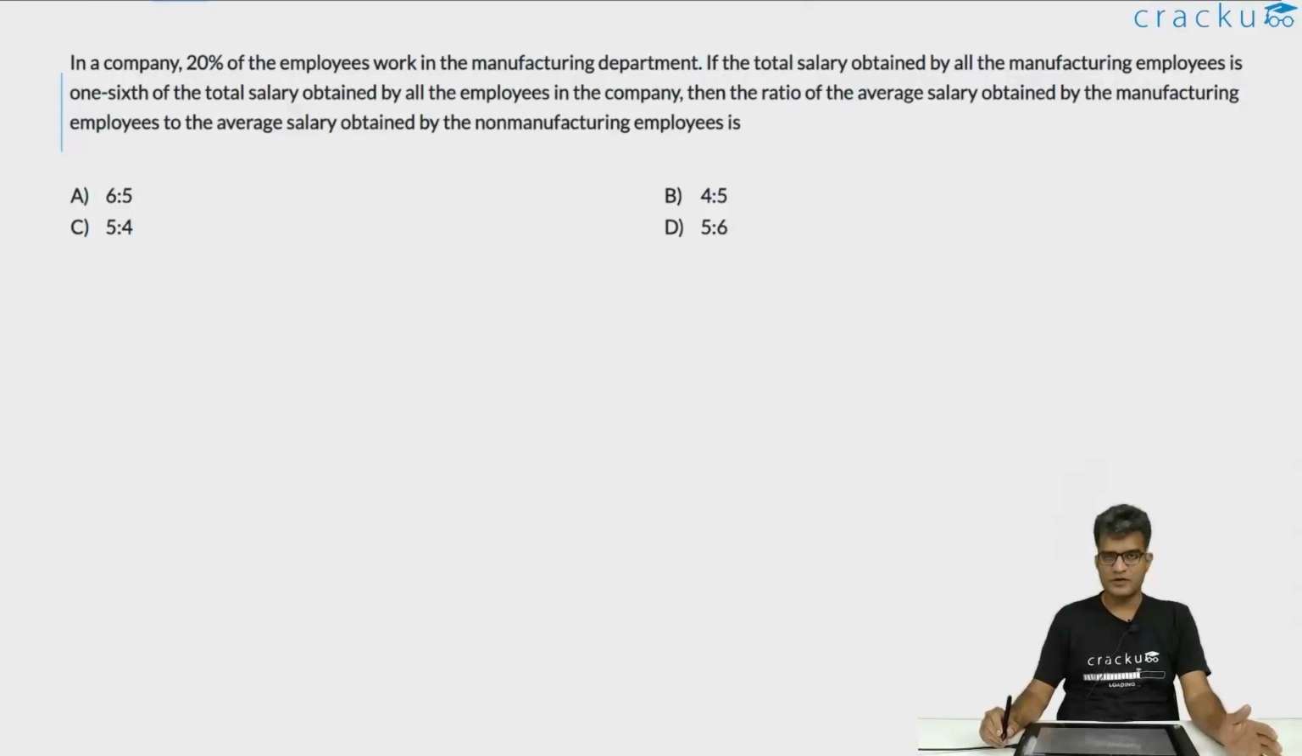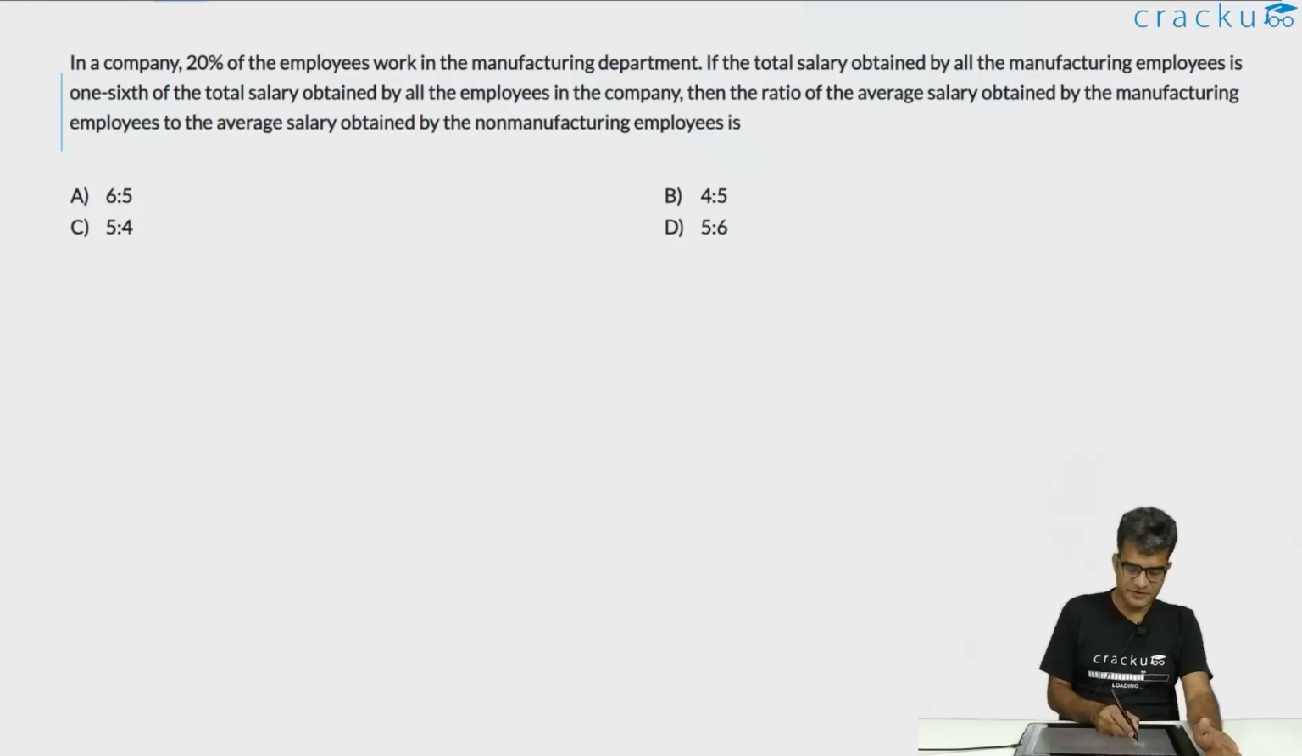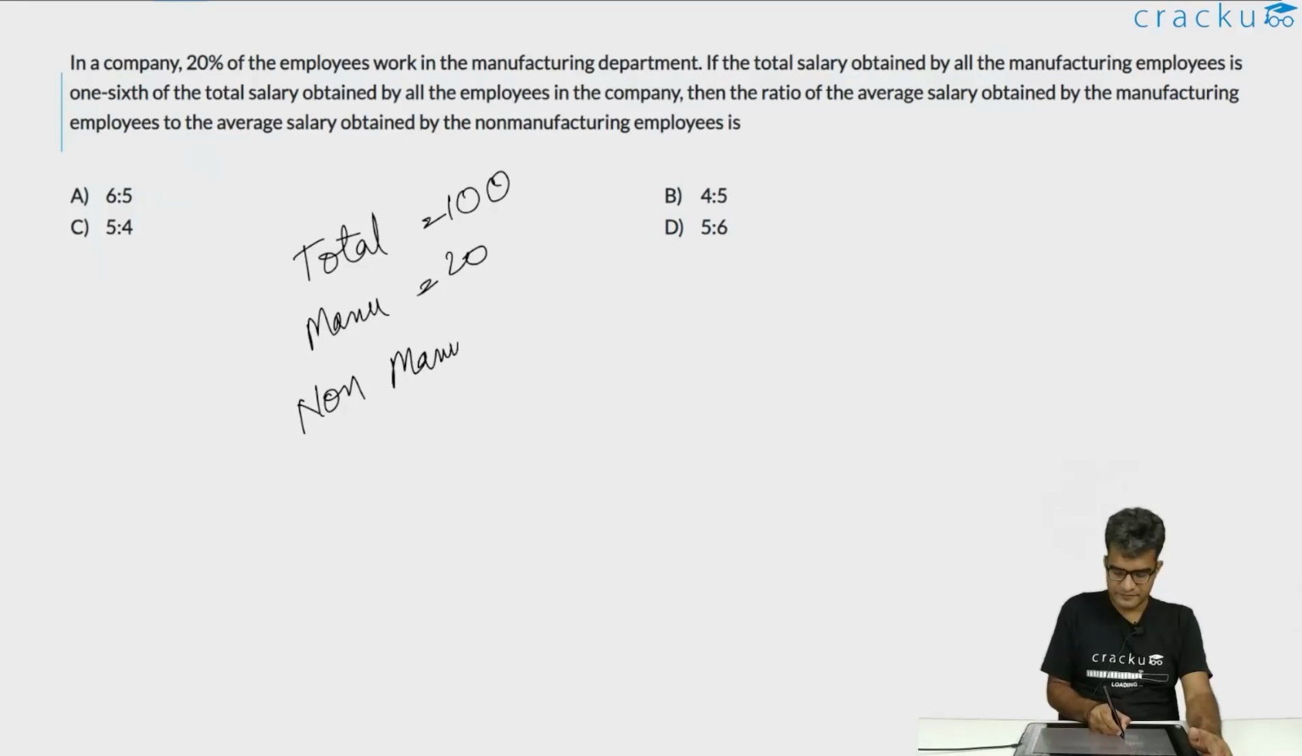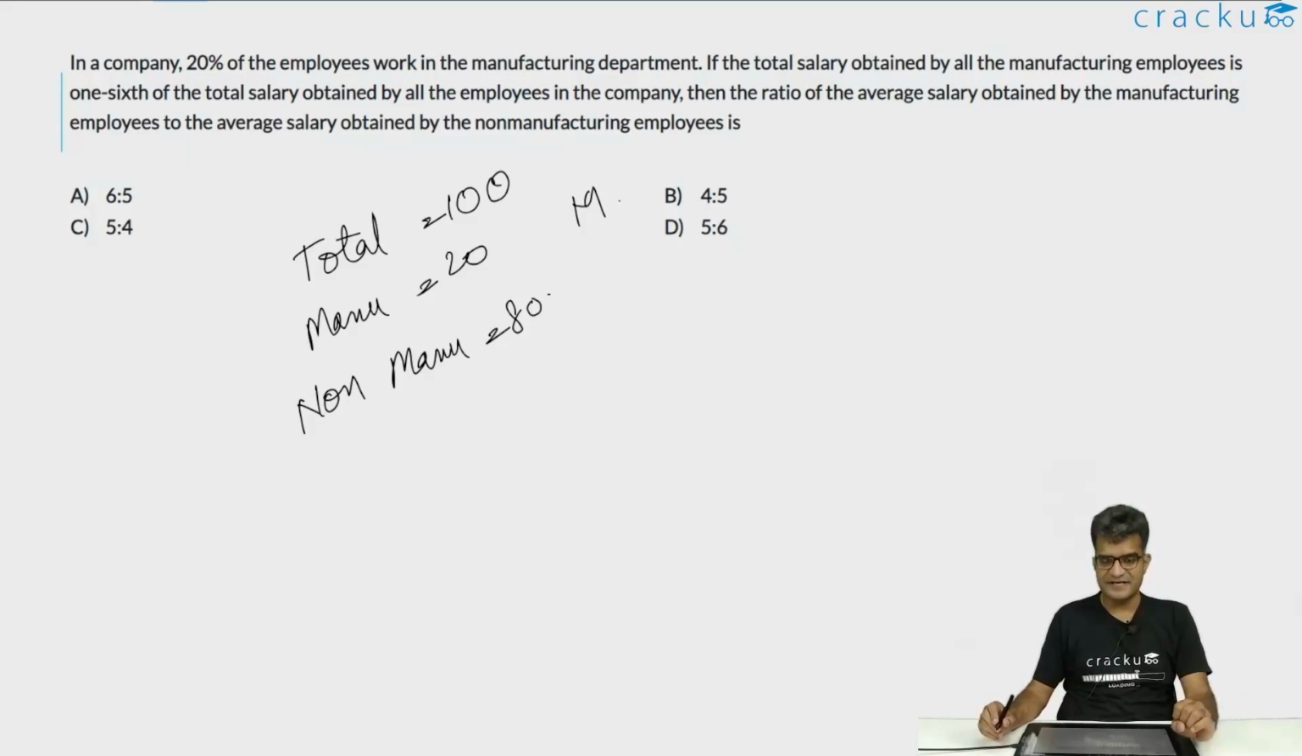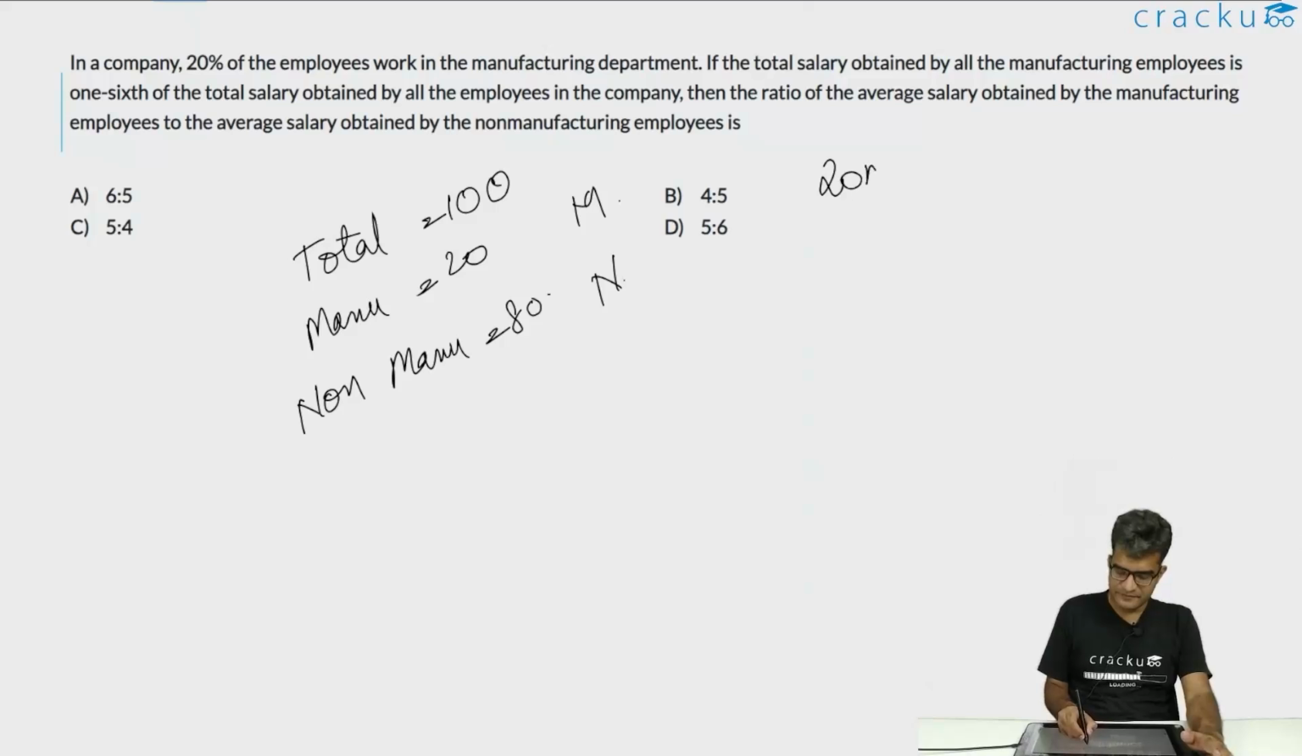In this question, we are told that in a company, 20% of the employees work in manufacturing department. So let us assume that the total employees is 100. So manufacturing is 20, non-manufacturing will be 80. Let us assume that the average salary of manufacturing employees is M and average salary of non-manufacturing employees is N. So what is the total salary of all the employees? It is 20M plus 80N.